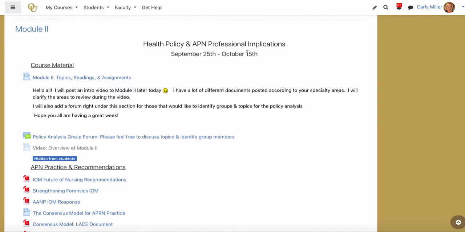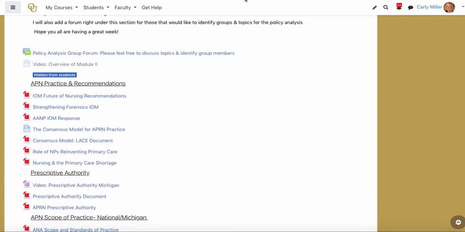This first section of documents has more information on APRN practice and current recommendations. I briefly mentioned the Institute of Medicine's Future of Nursing recommendations within our first module, but I really want you to start thinking about how the implications apply to your specific practice area. It's the same thing with forensics. This is an upcoming area, and honestly, a lot of forensic practice will be very similar to an NP practice. So even when I post NP documents, think about it from the perspective of forensics as well.